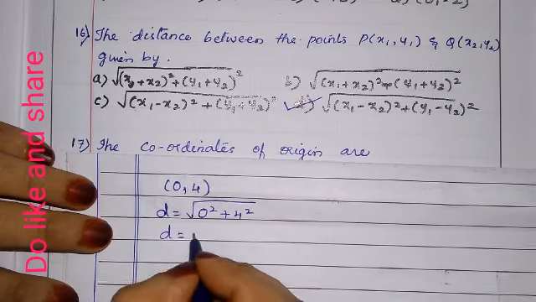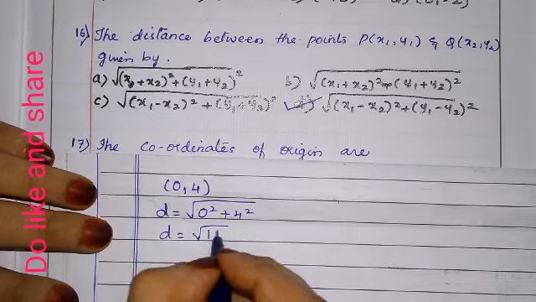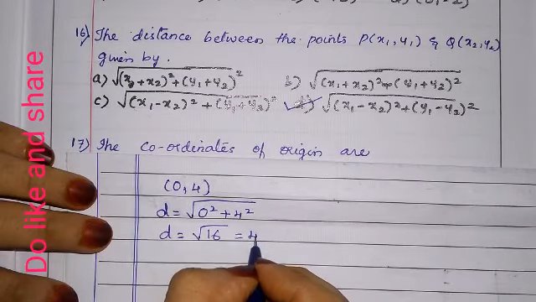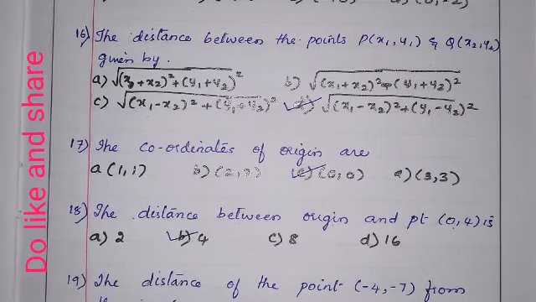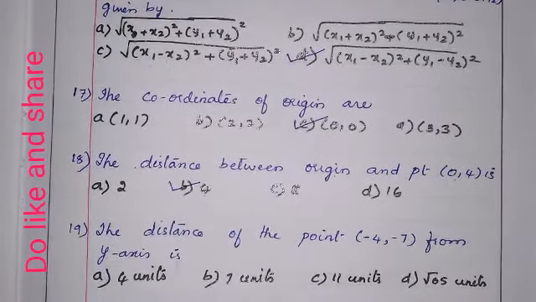D is equal to 0 square, I have no value. 4 square is 16. Root 16 is nothing but 4. Answer is 4. B, 4, is the correct answer. Now let us see this question.